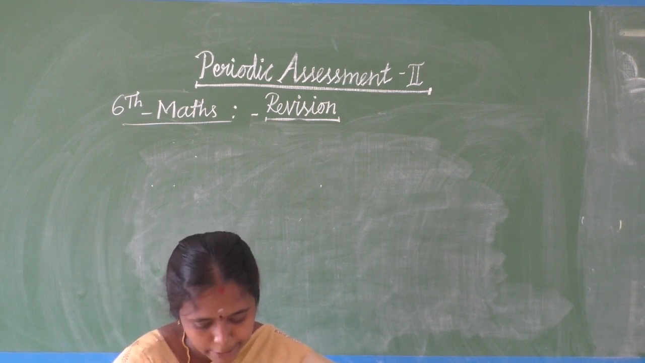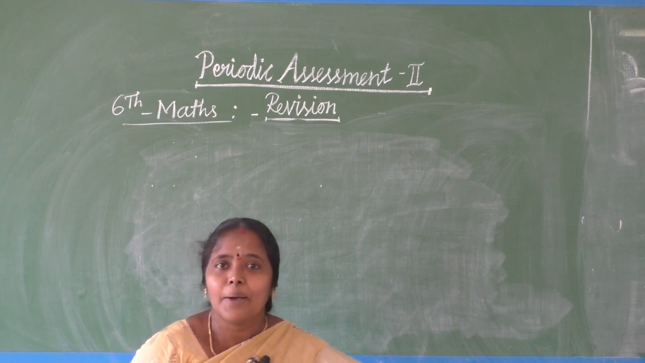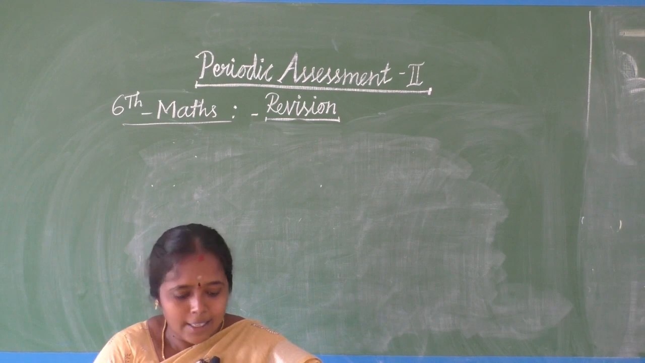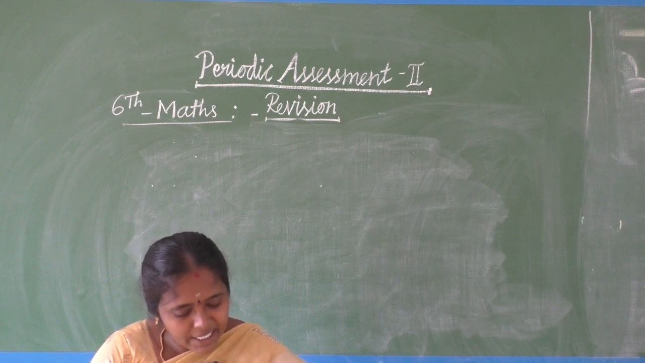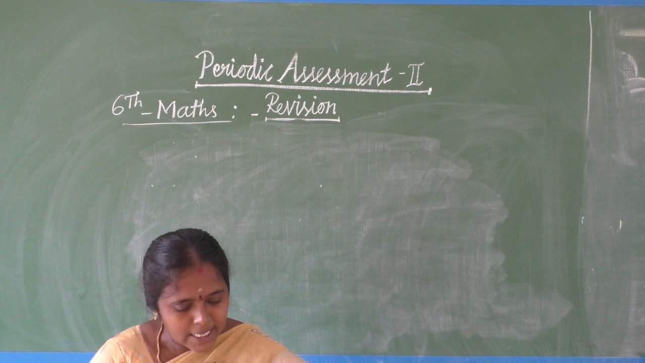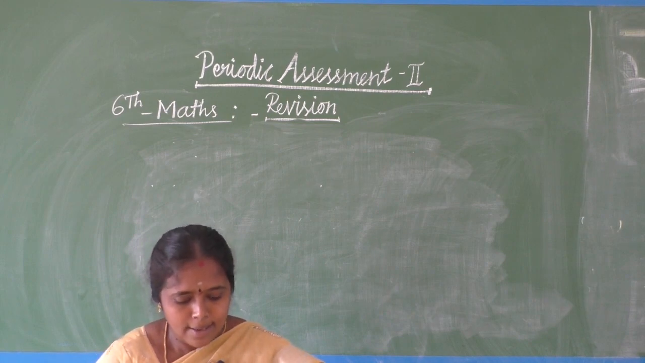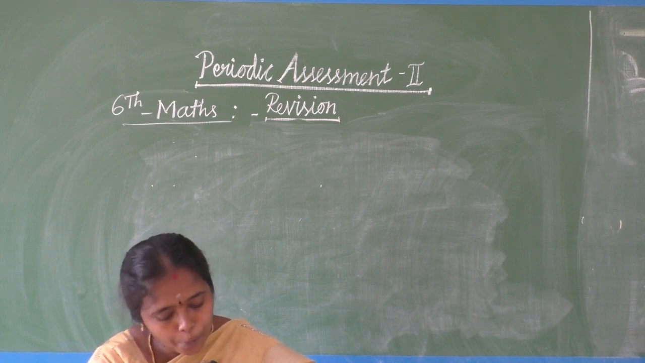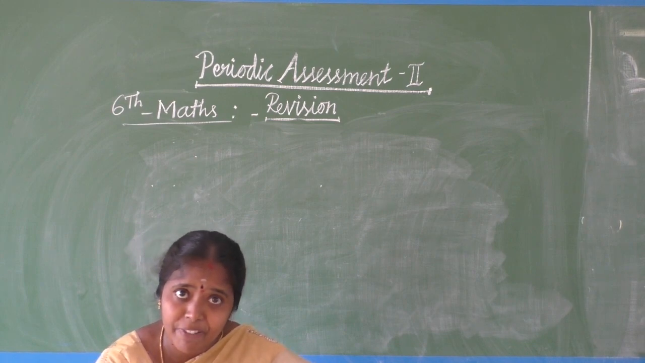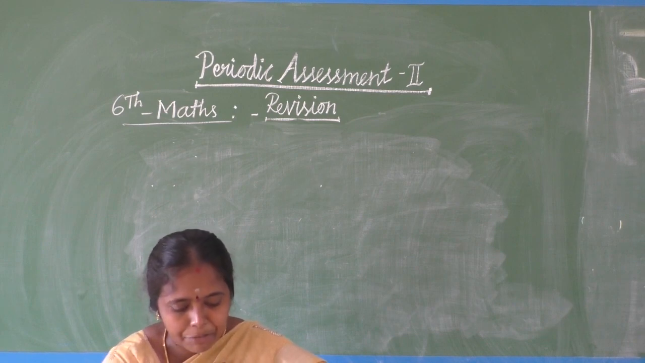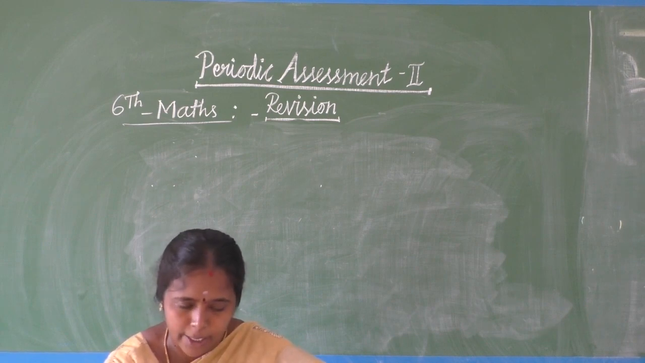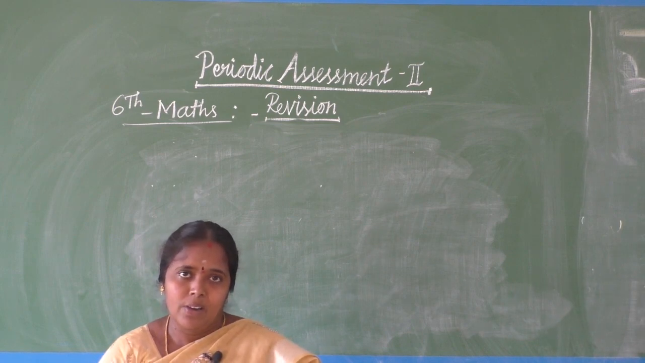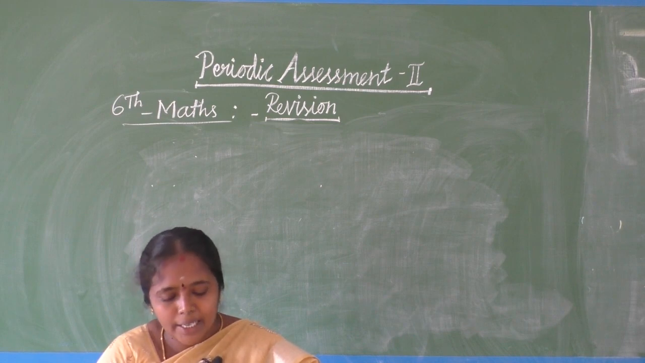Okay, up to this we have discussed factors, multiples, prime numbers, composite numbers, even numbers, odd numbers, divisibility rules, and then common factors and common multiples. Co-primes also we have discussed. Prime factorization we have discussed. Finally, two main topics are there. What are they? HCF and LCM.